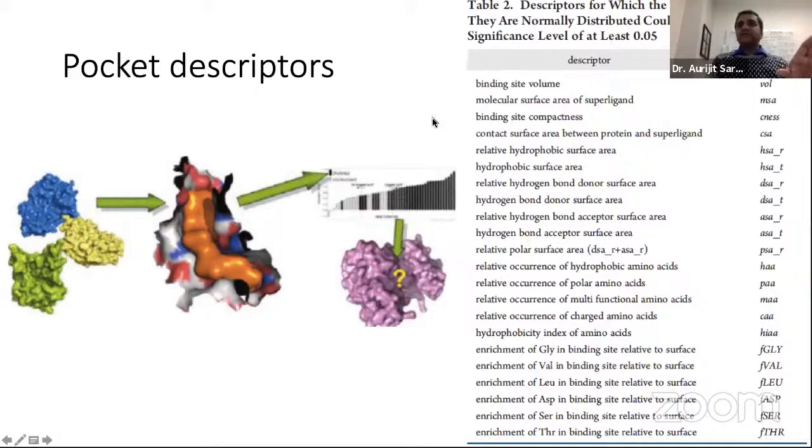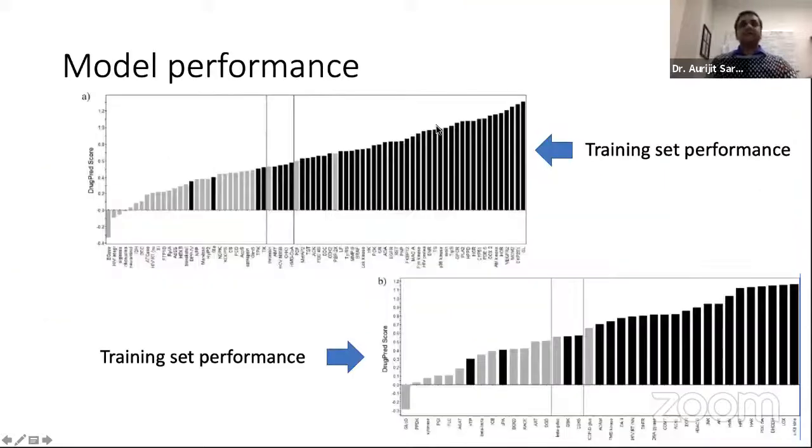So initially, we took all of these different properties and calculated them for each pocket. We built the statistical models, and then we validated them using a test set. So here's the training set data. What you see in dark are the druggable pockets, and in light gray are the less druggable pockets. Can you see that there is a separation between them?